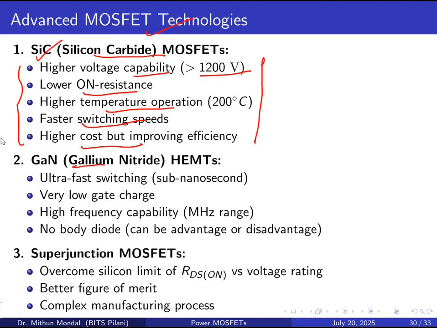You can have gallium nitride HEMTs, which give ultra fast switching in the sub nanosecond range, very low gate charge, high frequency capability in the megahertz range, and no body diode, which are the advantages for gallium nitride power MOSFETs basically. You can have super junction MOSFETs as well, which overcome the silicon limit in terms of drain to source resistance versus voltage rating. It has a figure of merit, and a complex manufacturing process is there for this. These are basically the advanced MOSFET technologies.